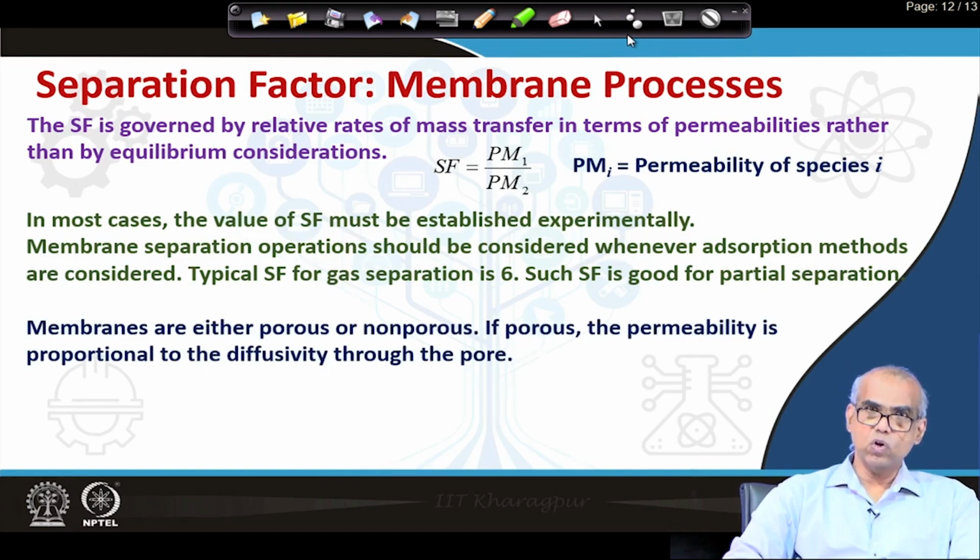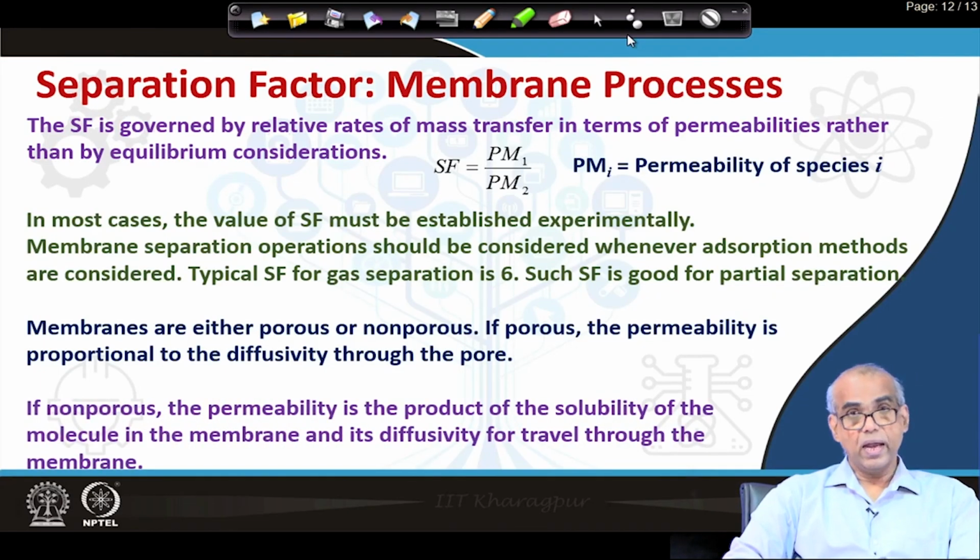Membranes are either porous or non-porous. If porous, the permeability is proportional to the diffusivity through the pore, and if the membranes are non-porous, the permeability is the product of the solubility of the molecule in the membrane and its diffusivity for travel through the membrane.